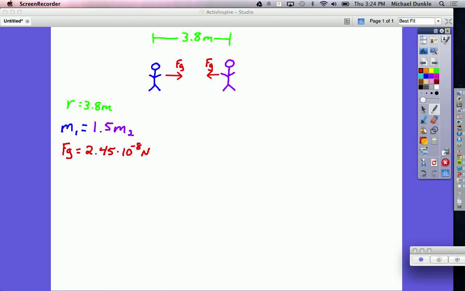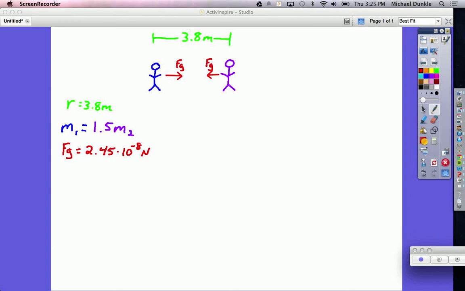Problem 18 from the review paper. In this problem, you and a friend are sitting in class. The center of mass of you and the center of mass of your friend are 3.8 meters apart. We're going to find the mass of both you and your friend if the friend has a mass that is 1.5 times that of your mass, and the force of attraction between the two of you is 2.45 times 10 to the negative 8th newtons.